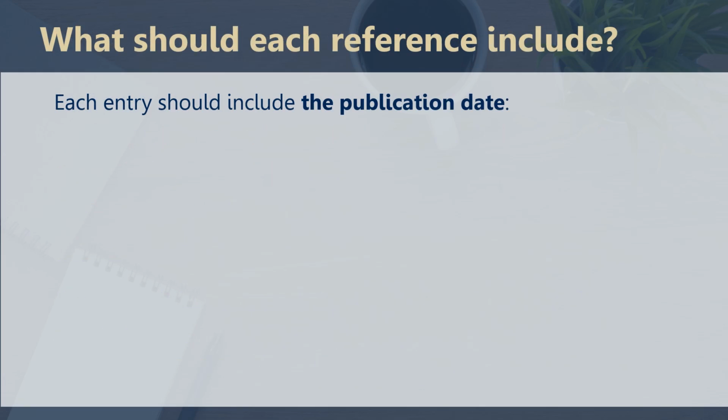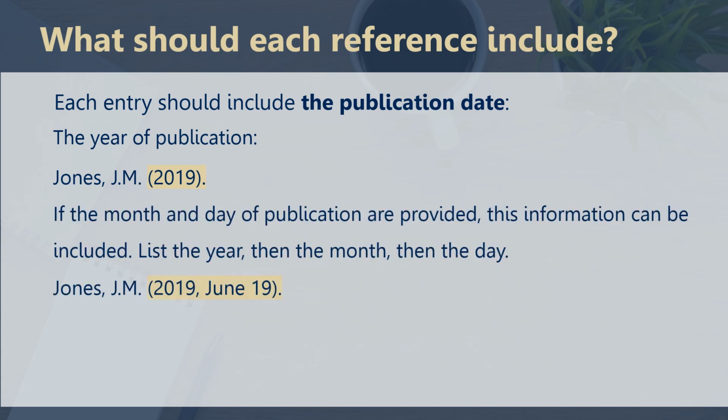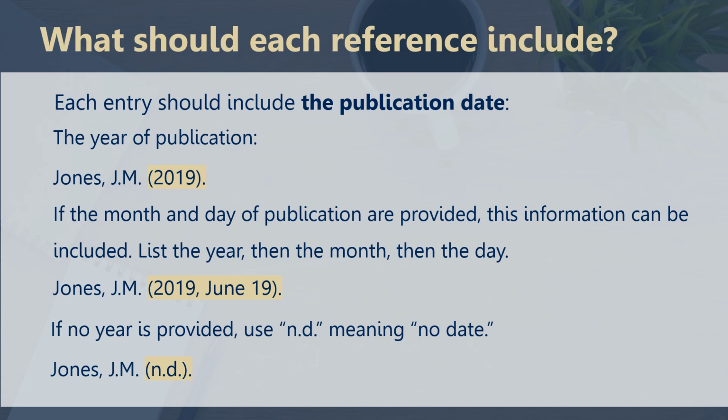Each entry should also include the publication date. Make sure the publication date is within parentheses. In addition, a period should be placed after the end parentheses. If the month and day of publication are provided, this information can also be included. First, list the year, then the month, then the day. If no year is provided, use N period, D period, meaning no date.